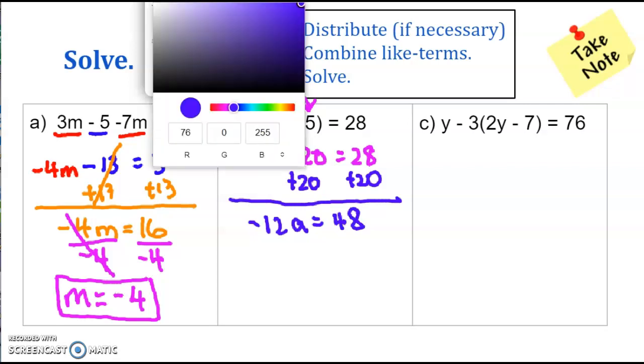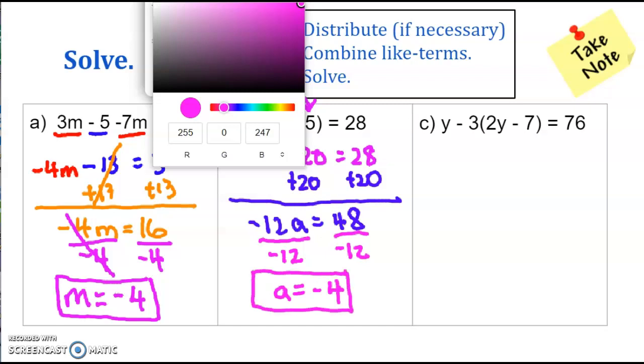Okay, and then to that, negative 12 is being multiplied to a. So to undo multiply by negative 12, I am going to divide both sides by negative 12. And you get a is equal to 48 divided by 12 is 4. And positive divided by negative is negative 4. So again, we got negative 4 as the answer. Oh, negative 4 seems to be a popular answer.